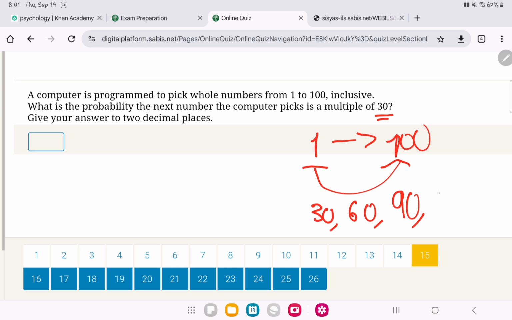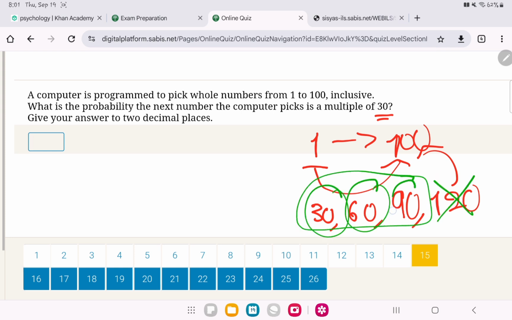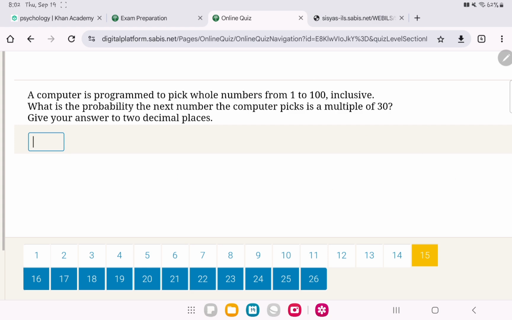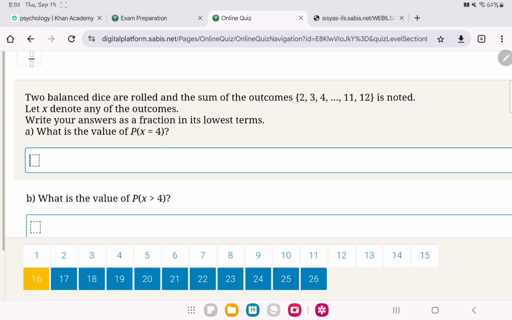Then the next one is going to be what? 120, but 120 is bigger than 100, so we do not count it. So we only have 30, 60, 90. These are 1, 2, 3. 3 values out of 100. Okay? So 3 divided by 100 is 0.03. So our answer is 0.03. Question number 16.